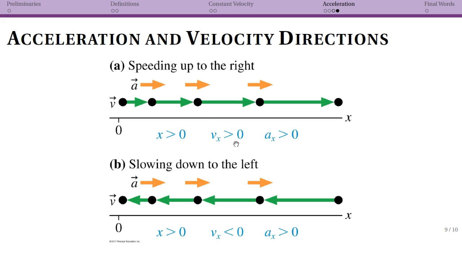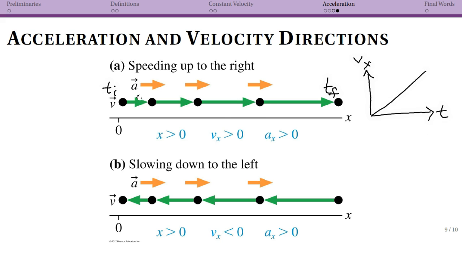Now, the first situation, A here, is the simple one, where you have a velocity to the right, so we would call it positive, and an acceleration to the right, we would call it positive. Note that your velocity vectors are getting longer and longer. And since this is a motion diagram, we know that each of these points represents a later motion in time.